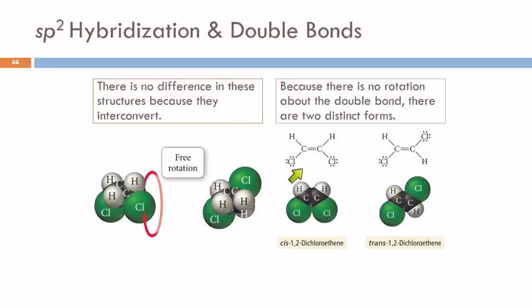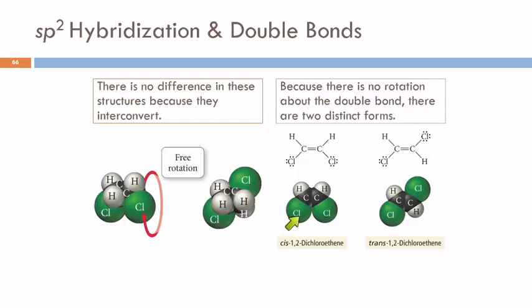And they differ in how they're arranged in space. These are called isomers. So here we've got the chlorines on the same side of the double bond. That would look like this. And here we have the chlorines on the other side of the double bond. And so they have to have different names. This is trans and this is cis. And those are things you'll learn about in organic chemistry.